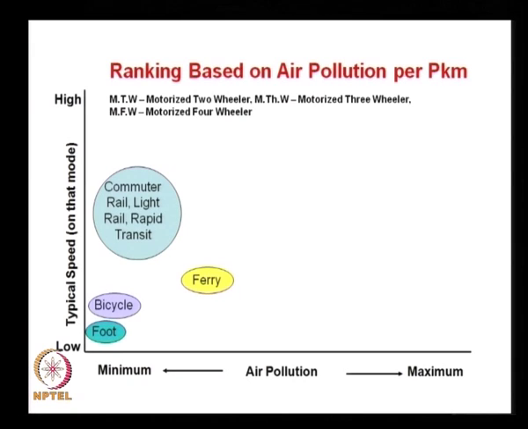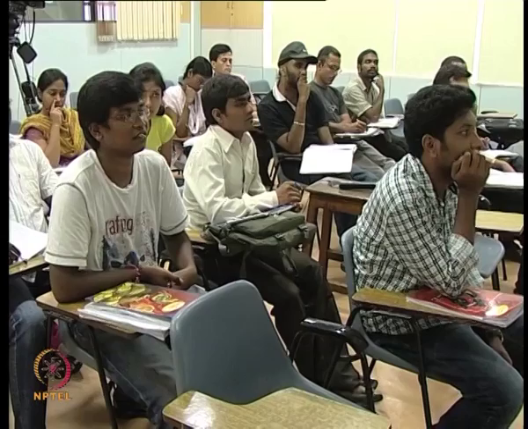Then probably ferry, because the frictional resistance offered to the ferry vehicles is much less compared to other types of vehicles. Then express buses, and then local buses. Why are local buses shown here as slightly more polluting compared to express buses? Both are buses only. Yes, stoppages of buses mean increased fuel consumption, increased emission, increased air pollution.